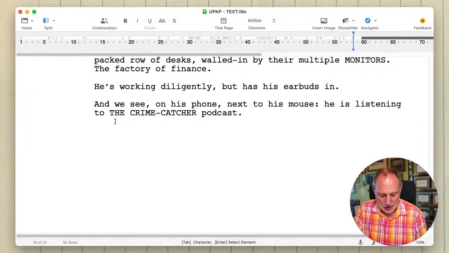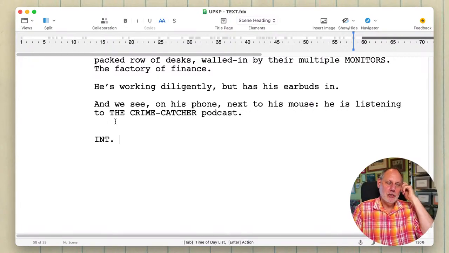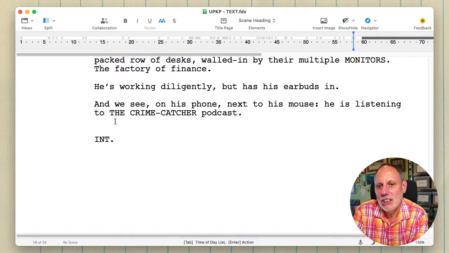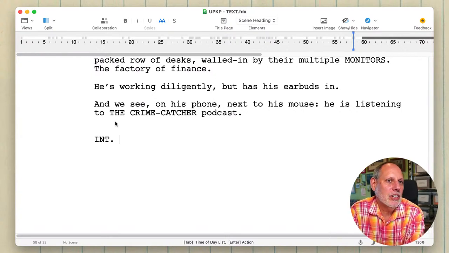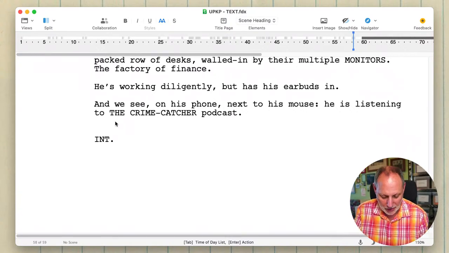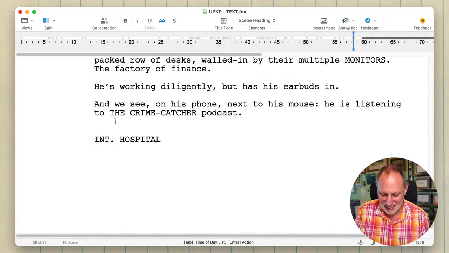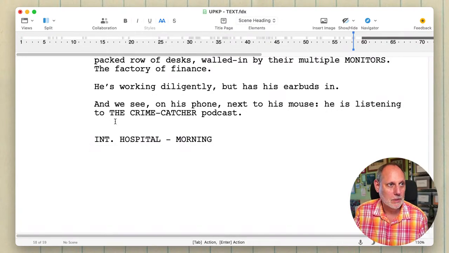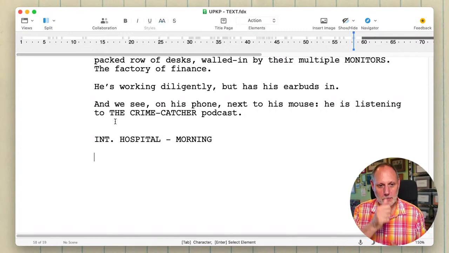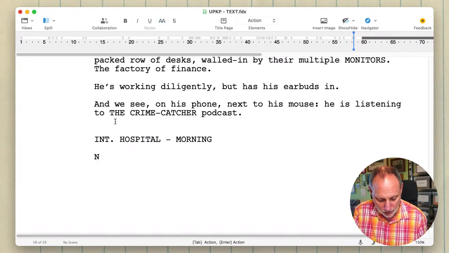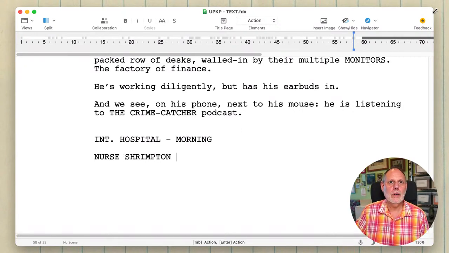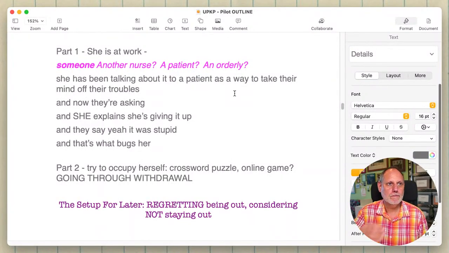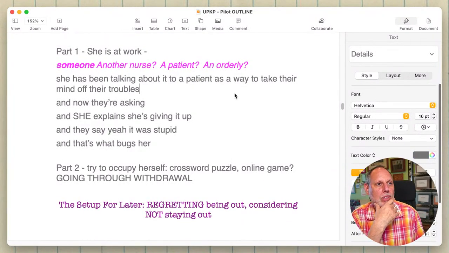Okay, so. Interior. Now, does she work in a hospital? Does she work in a long-term care facility? What are we going to give her? I say hospital, just to make it clear. Hospital. Boy, you would think I knew how to type. Hospital. Morning. Boom. Okay. So, Nurse Shrimpton. Okay.